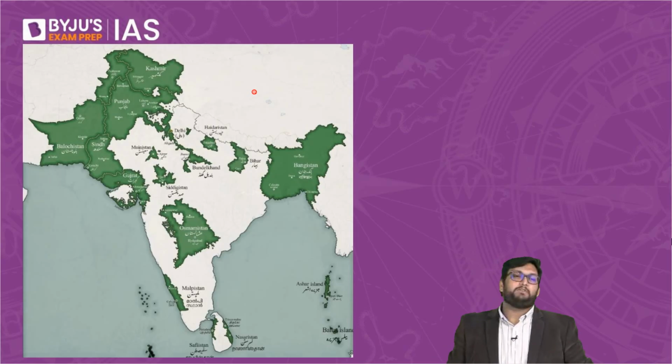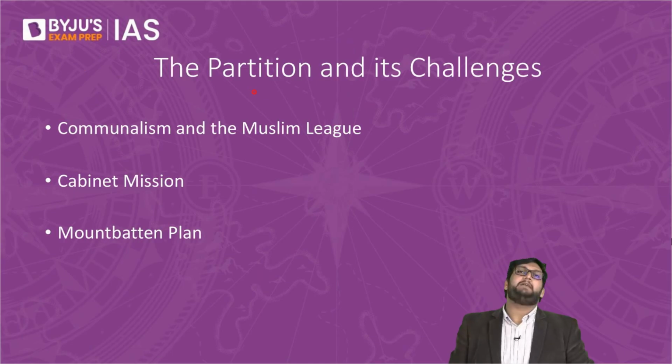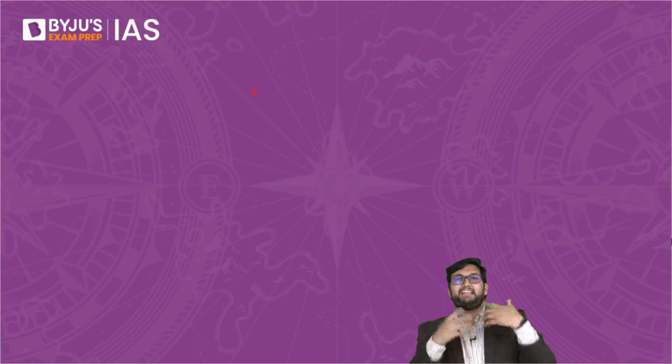Now, what I want to discuss with you first is how is it that we came to this point? And we've already discussed it, but I want to again reiterate this point. And the reiteration of this point is very simple, that in 1906, Muslim League is formed.